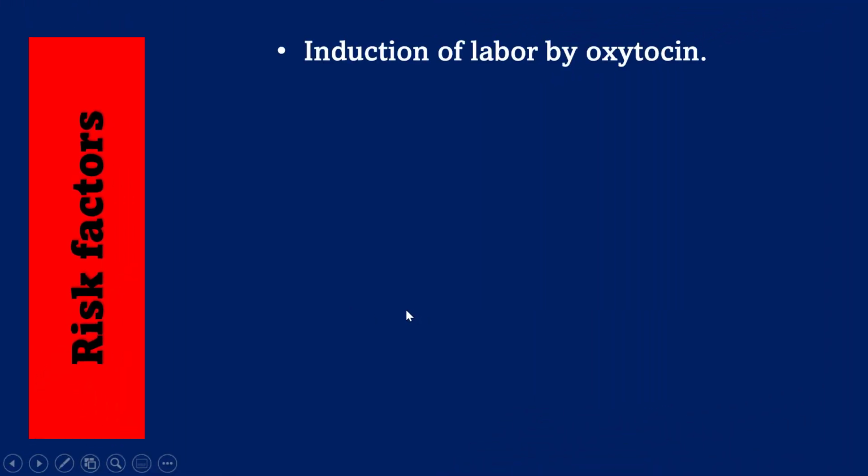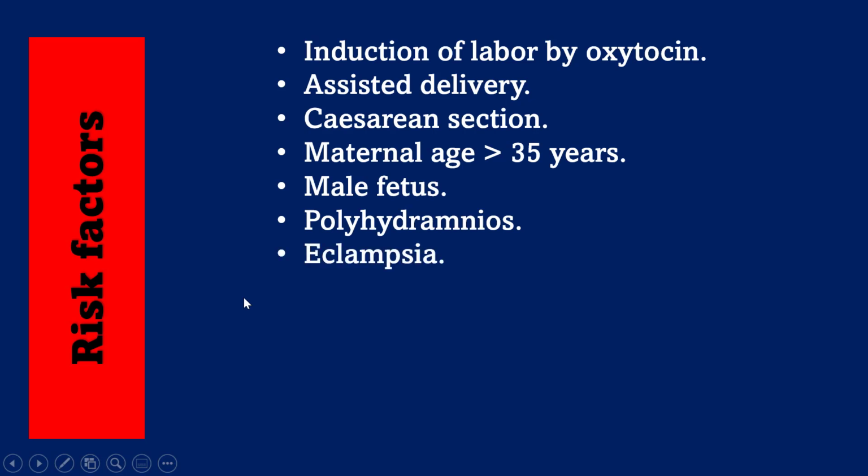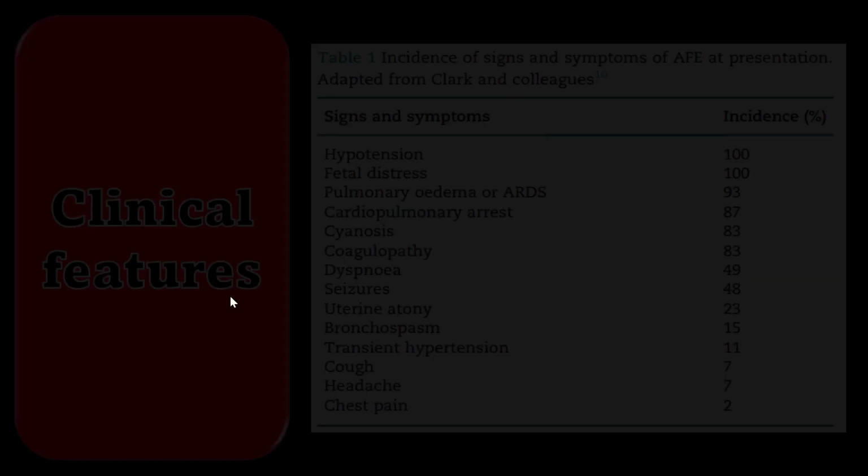So what are the risk factors? The risk factors are induction of labor by oxytocin, assisted delivery, cesarean section, maternal age more than 35 years, male fetus, polyhydramnios, eclampsia, meconium, uterine rupture, cervical injury, placenta previa, and placental abruption. In our case, this patient was induced by syntocinon. She had a maternal age more than 35 years. She has polyhydramnios and she has meconium stained liquor.